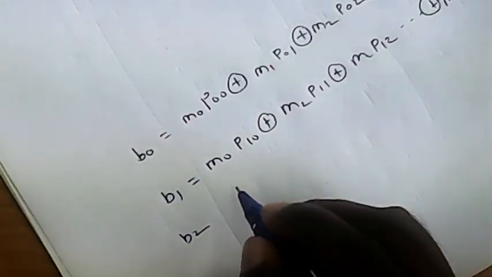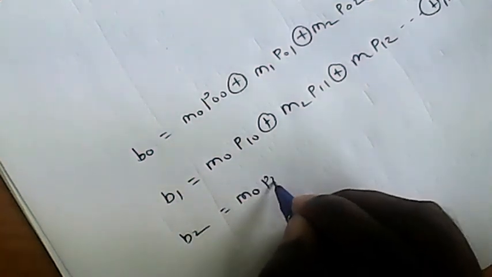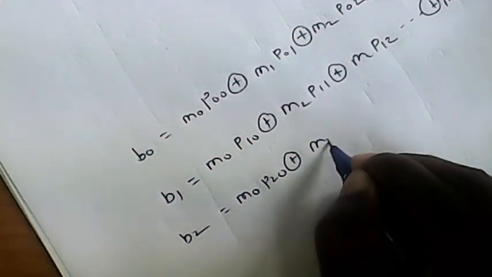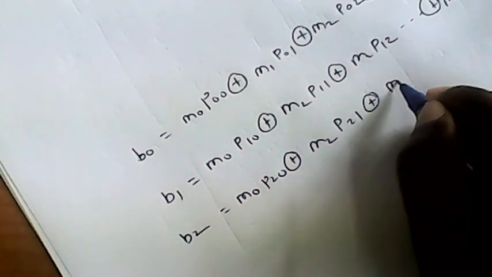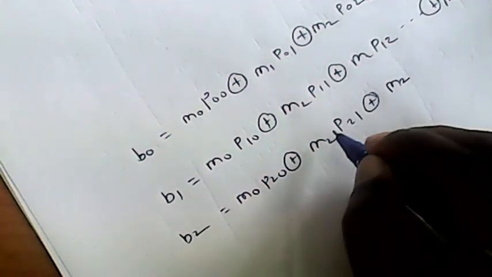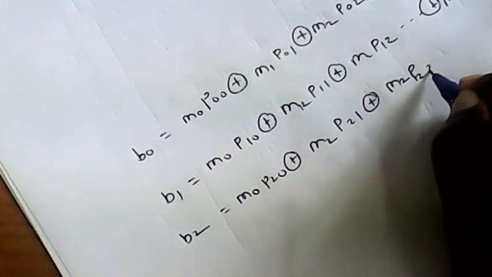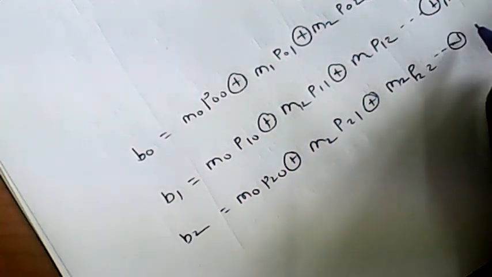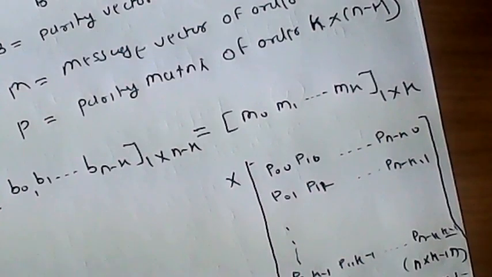Similarly, we can find out the parity vector bit b2: m0 p02 plus m1 p12 plus m2 p22 up to m(k minus 1) p(k minus 1)2. So these are the equations which are required to find out the parity bits.